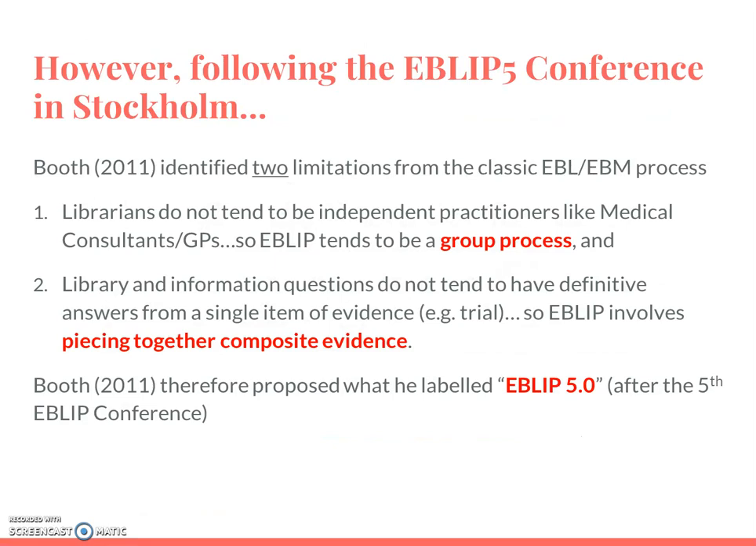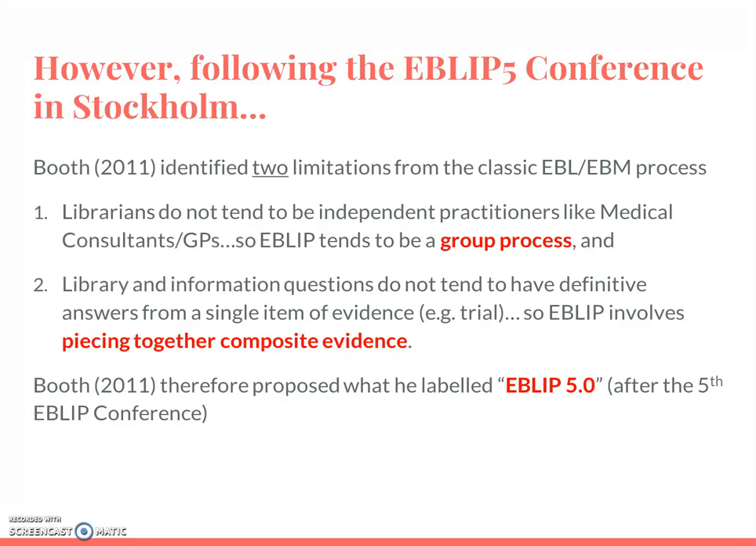But attendance at the EBLIP 5 conference in Stockholm through the workshops and the conference itself revealed limitations when trying to apply a model from evidence-based medicine to evidence-based library and information practice. The first limitation is that unlike medical consultants or GPs at whom evidence-based medicine was targeted, librarians do not tend to be independent practitioners. We tend to work as groups. We make decisions as groups. We support each other through groups. So we need to consider the importance of group decision-making processes.